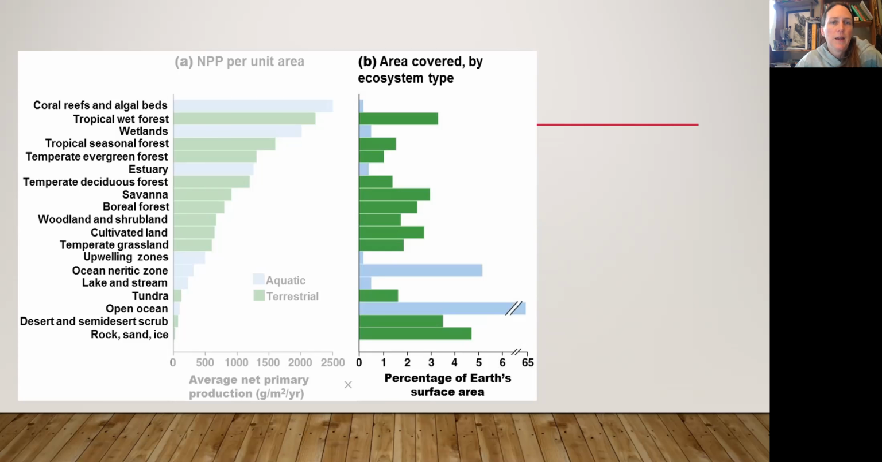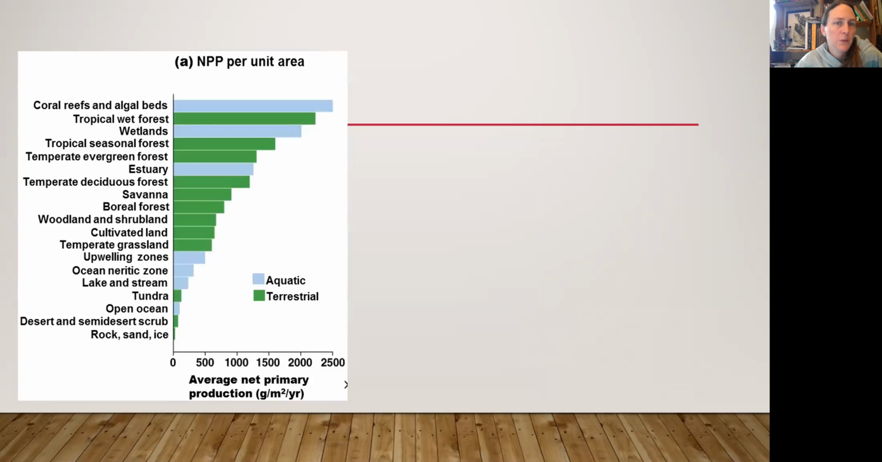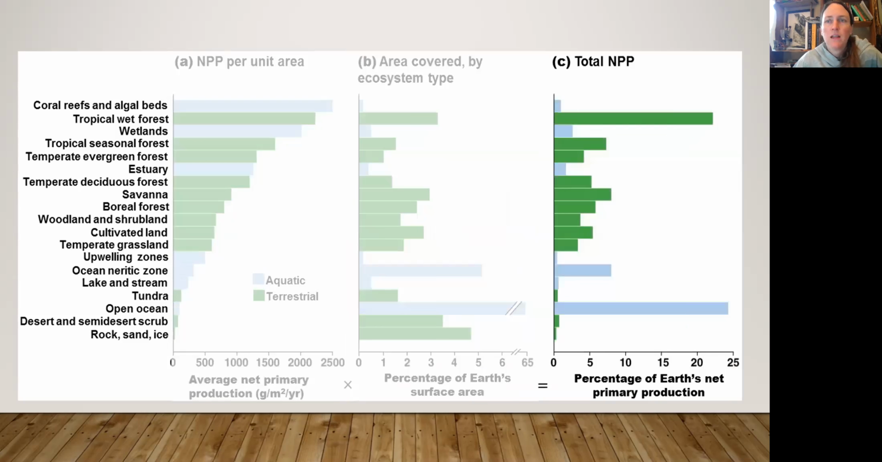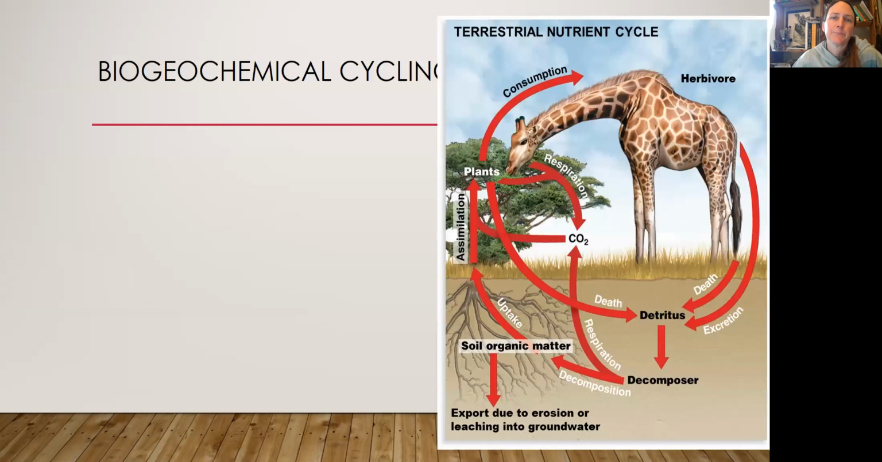So if you multiply this one by this one, so per unit area NPP times how much area there actually is, then you get this one. It shows you total NPP, and it's the greatest both in tropical wet forests and in the open ocean. And then a lot of other terrestrial habitats have high NPP as well. So there is a lot of net primary productivity in the ocean. It's just spread out over a very large area.